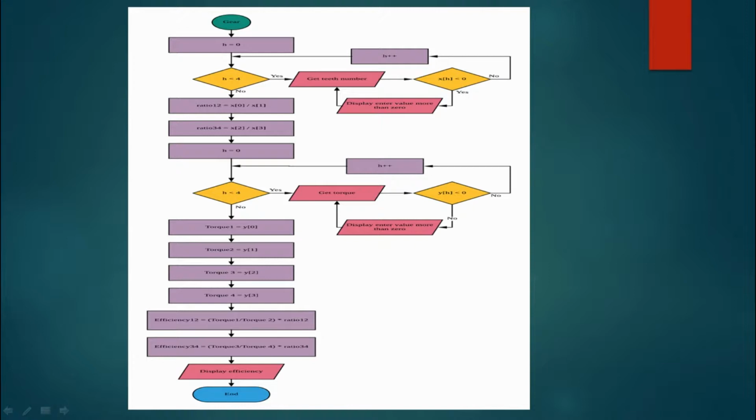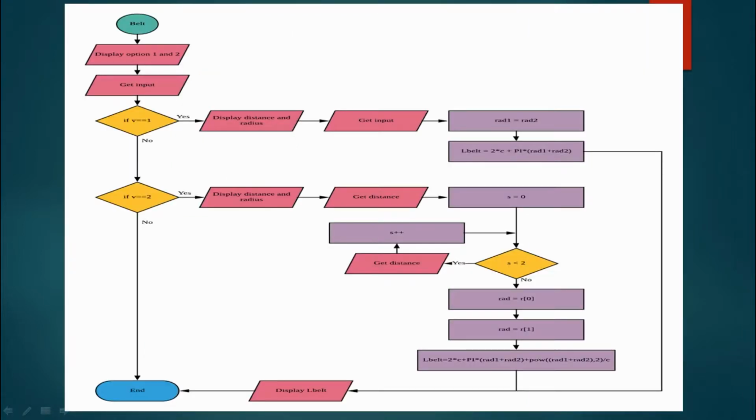After the loop ends, we enter the equation part, which is top 1, top 2, top 3, and top 4, and get efficiency 1 2 and efficiency 3 4 by the formula. After that, at the end, it will display efficiency 1 2 and efficiency 3 4, and end the program.